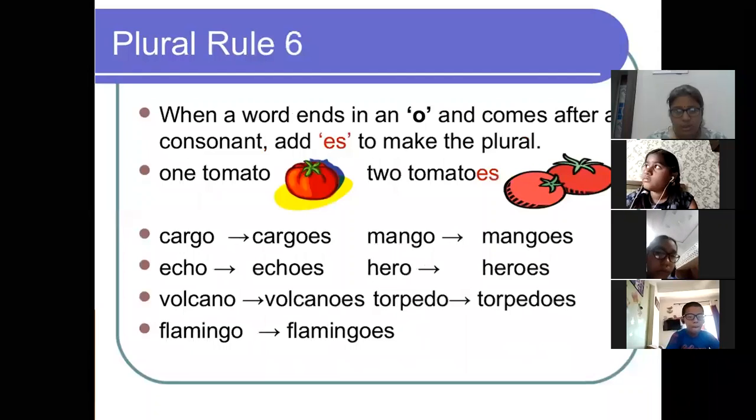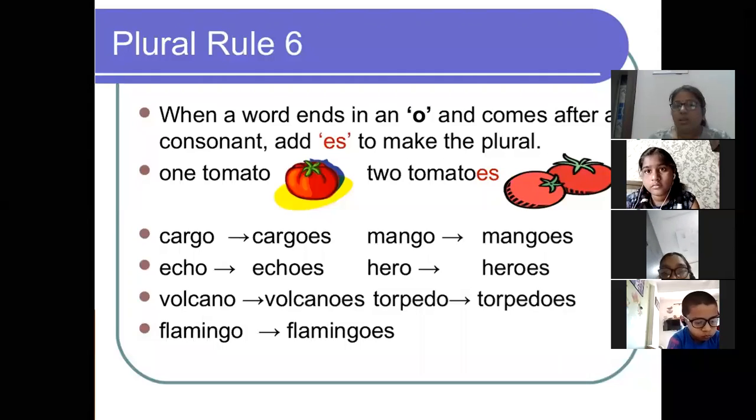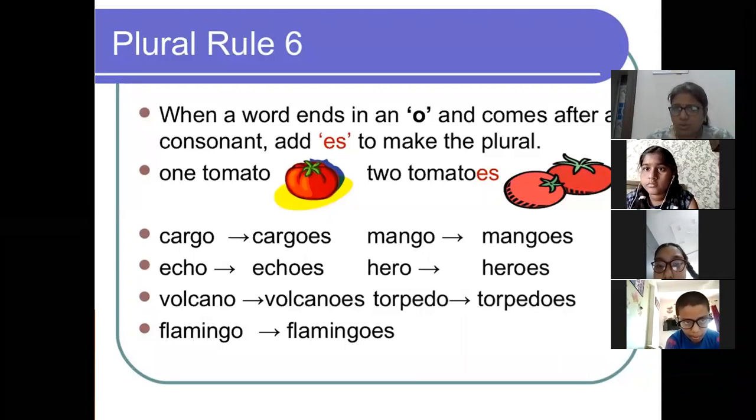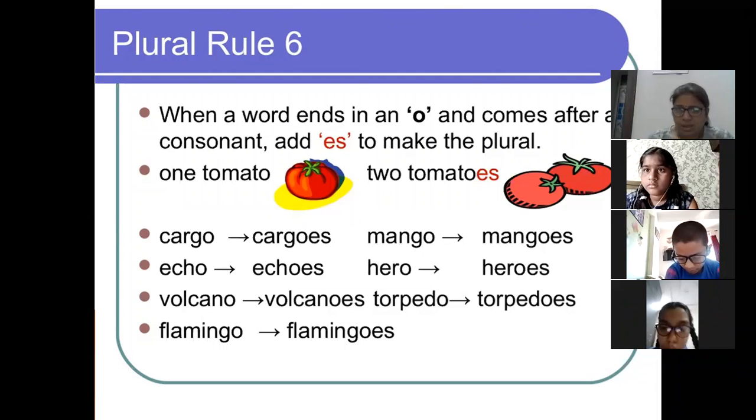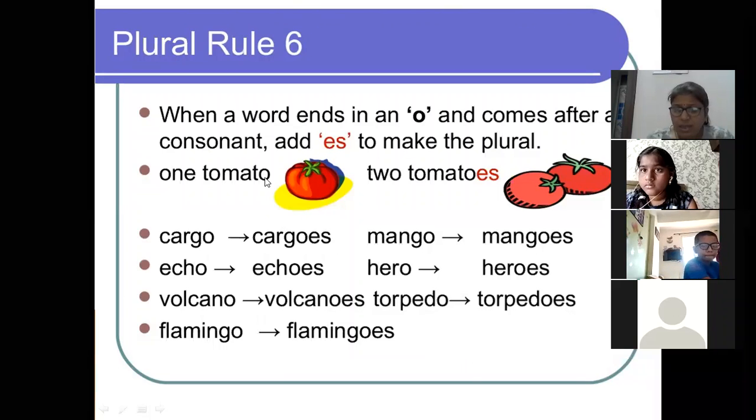Now moving on to the sixth rule. The sixth rule says that if a noun is ending with O and comes after a consonant, then we only add ES. Example, tomato. O is the last letter, and before it T is the consonant. So what are we doing? We are only adding ES to it.